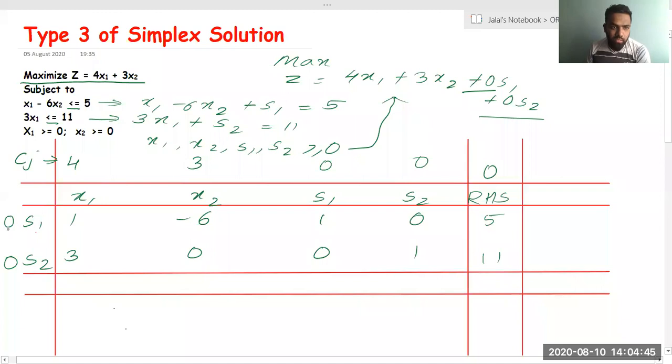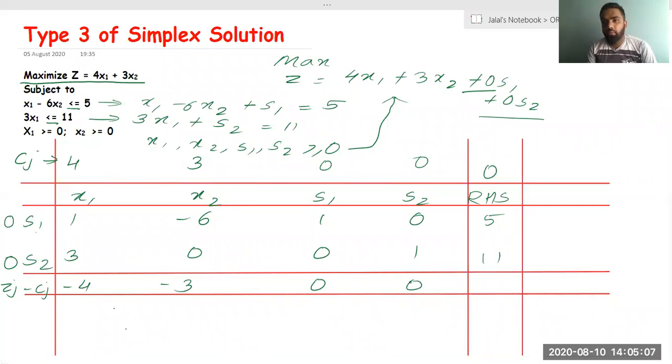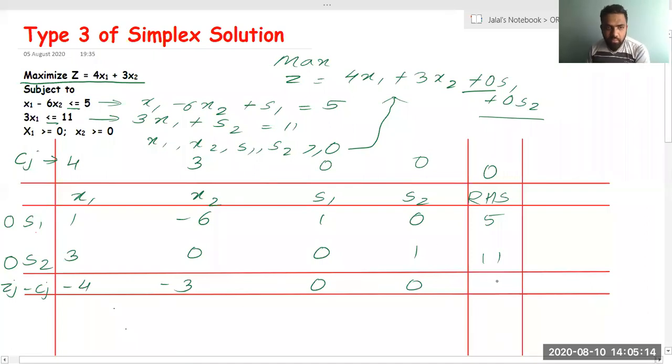So now what do we need to do? 0 into 1 is 0, 0 into 3 is 0, and this is zj. So 0 minus cj, 0 minus 4 will be minus 4, so we are getting zj minus cj equal to minus 4. Next it will be minus 3, again 0, again 0. We already know that the basic variables form an identity matrix, and their zj minus cj is equal to 0. If we try to find this, 0 into 5, 0 into 11, 0 minus 0 will again be equal to 0. So we have got the first step.